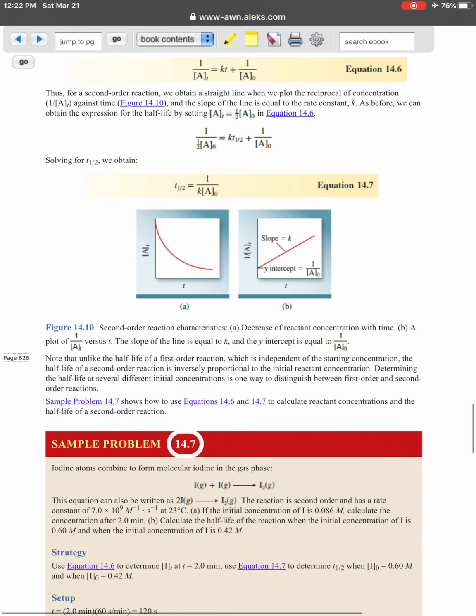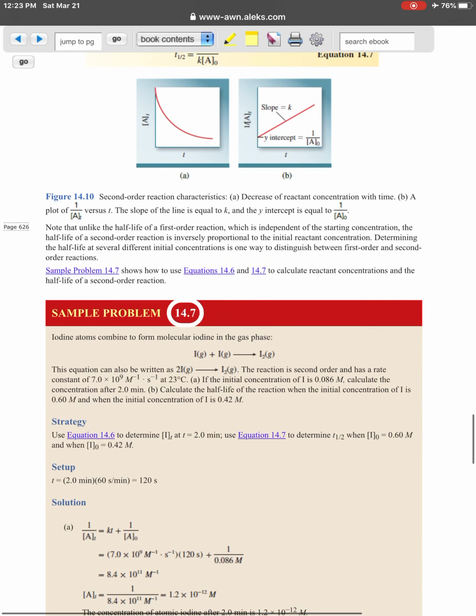As before, we can obtain the expression for the half-life by setting [A]t equal to 1/2 [A]0. 1 over 1/2 [A]0 is equal to kt 1/2 plus 1 over [A]0. Solving for t 1/2, we obtain t 1/2 equals 1 over k[A]0, equation 14.7. That's the half-life. So equations 14.6 and 14.7 are the results. Those are the equations you can use to do calculations for second order.